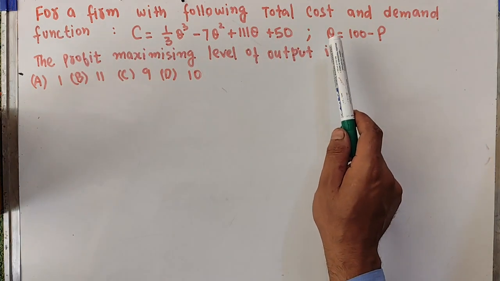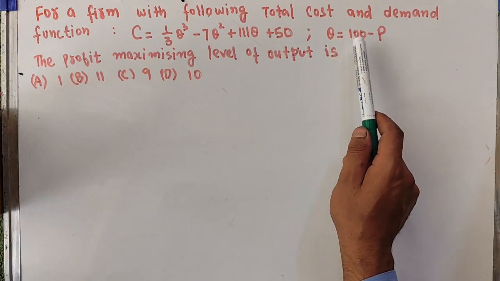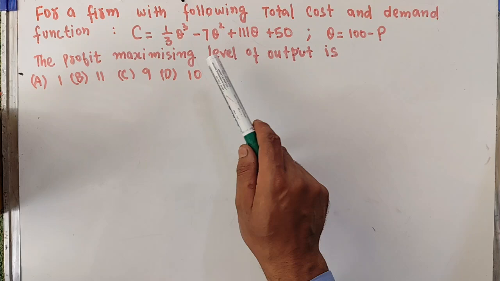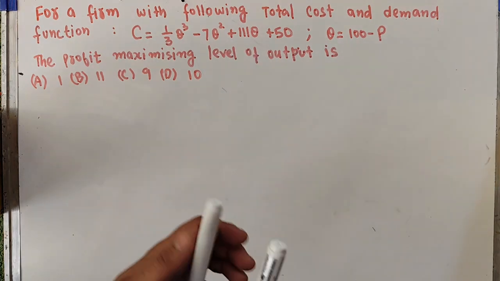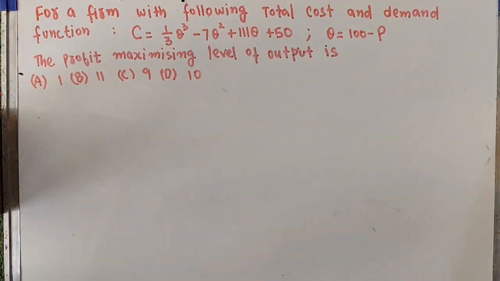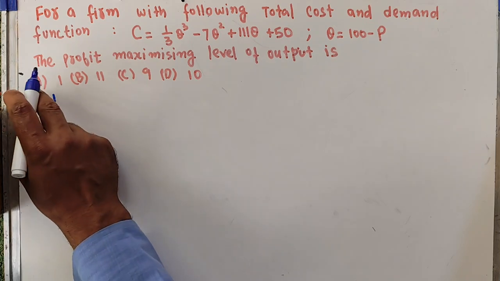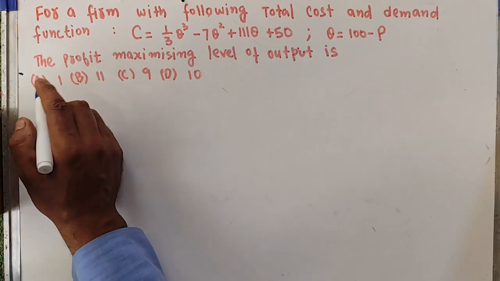Q denotes the output, C is the total cost. Also, we are being given the demand function for the firm as Q is equal to 100 minus P. P denotes the price. We have to find out the profit maximizing level of output. Okay, so we know that profit is maximized. There are two conditions.